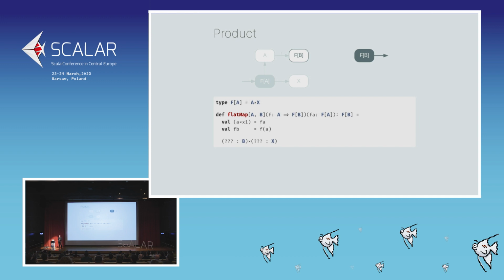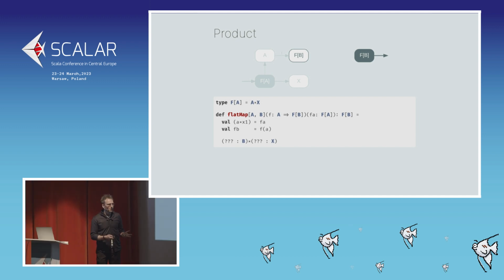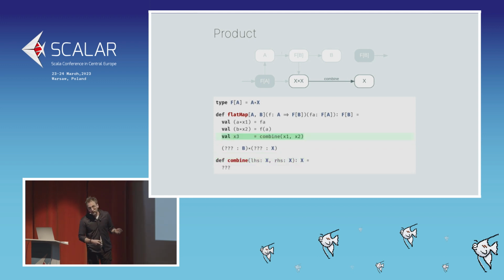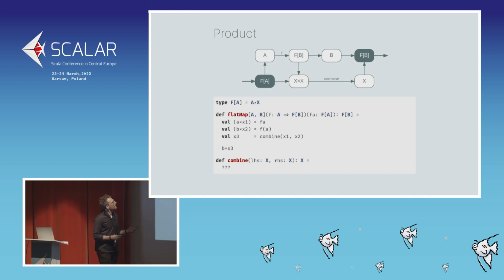And now that we have this f of b, well, it's a product, right? So we can use product elimination, which gives us a b and another x. And now we have an x and x, and we know that since we're working on something that is an apply but not a flat map, x must be a semigroup, so we have a combine function, and so we can get to an x. And we have an x and a b, so by product introduction, we get an f of b exactly like we wanted. And that is a valid implementation of FlatMap for our product type.